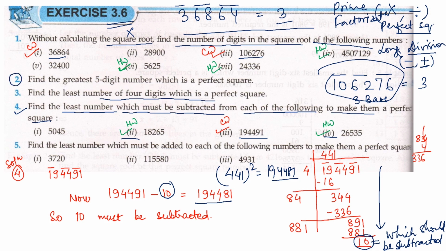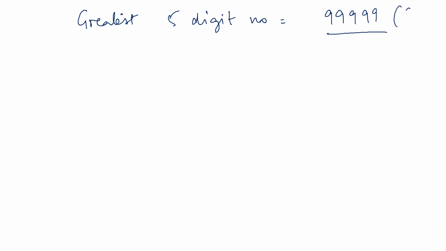Second one, you see, find the greatest 5 digit number which is a perfect square. Okay, greatest 5 digit number. So what is the greatest 5 digit number? Write 9 five times. 1 2 3 4 5. This is your greatest 5 digit number, isn't it? And what is the smallest 5 digit number? It is 1 and 4 zeros. This is the smallest. Now they are asking to find the greatest 5 digit number which is a perfect square.